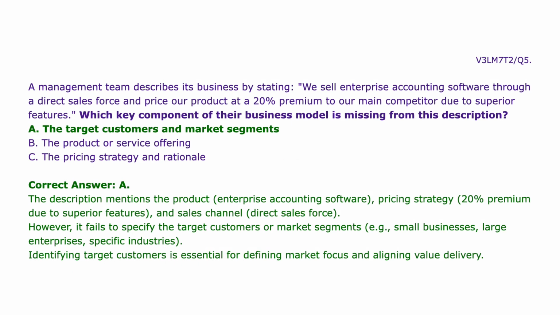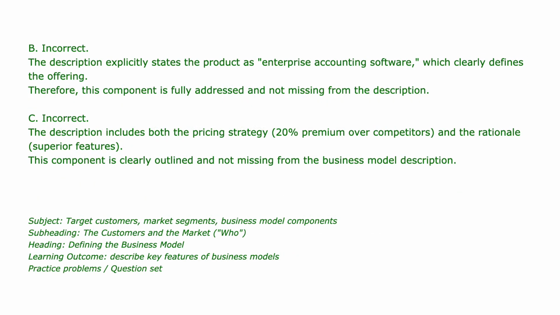Enterprise accounting software description lacks target customer details, hindering market focus and value delivery alignment. B. Incorrect. Product description clearly defines offering as enterprise accounting software. C. Incorrect. Pricing strategy and rationale are clearly outlined in the business model description.